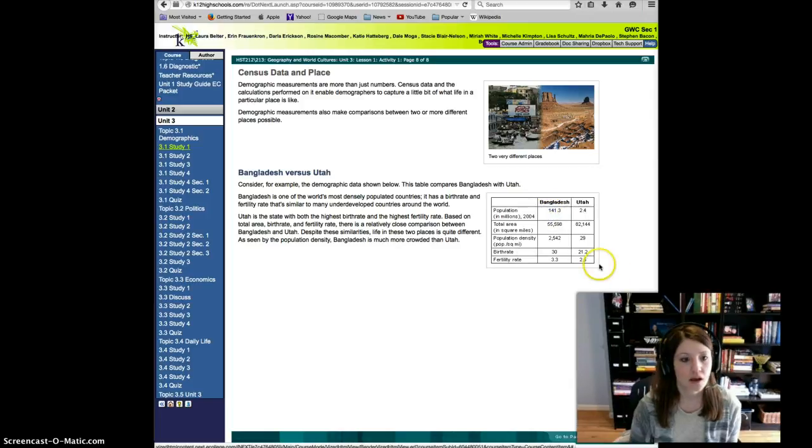Bangladesh is one of the world's most densely populated countries. It has a birth rate and a fertility rate that's similar to many underdeveloped countries around the world. Utah is the state with both the highest birth rate and the highest fertility rate. There is a relatively close comparison between Bangladesh and Utah in birth rate and fertility rate. Despite these similarities, life in these two places is quite different. As seen by the population density, Bangladesh is much more crowded than Utah.